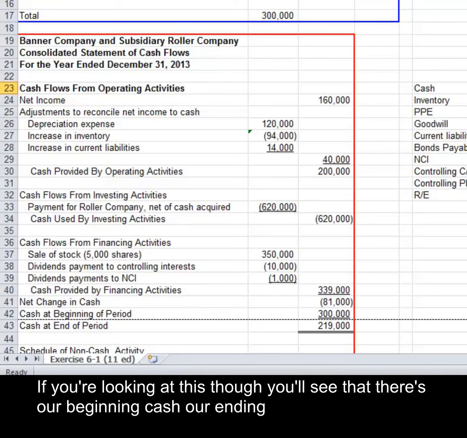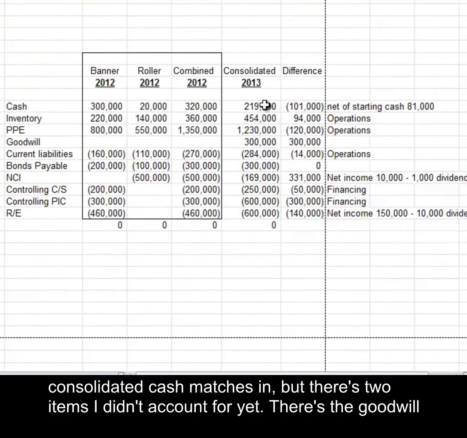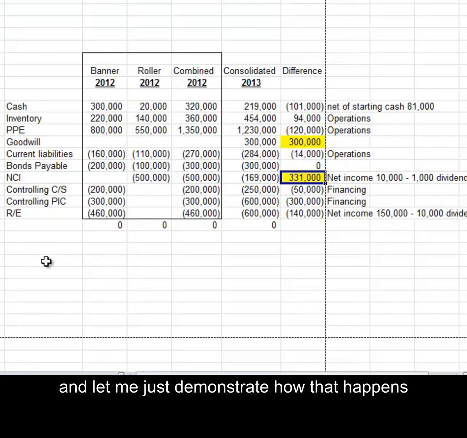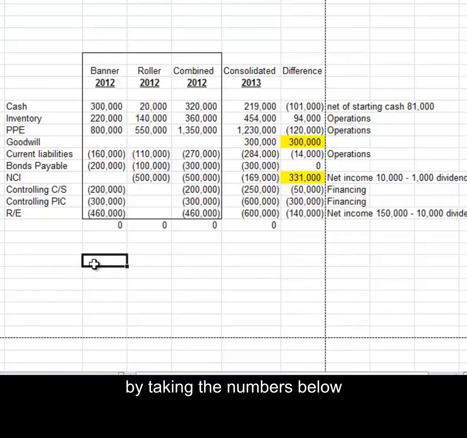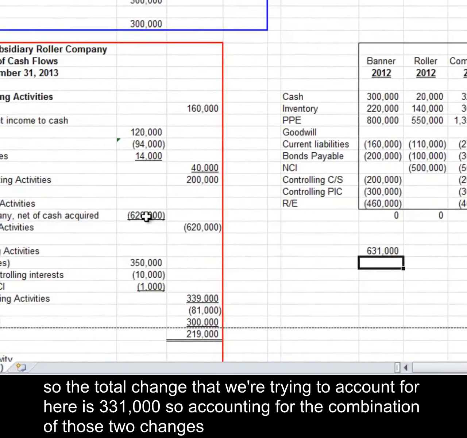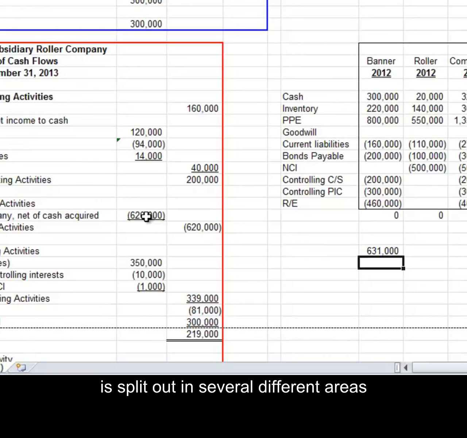If you're looking at this though, you see that there's our beginning cash, our ending consolidated cash matches, but there's two items I didn't account for yet. There's the goodwill and the rest of this change in NCI. And let me just demonstrate how that happens by taking the numbers below. So the total change that we're trying to account for here is $331. So accounting for the combination of those two changes is split out in several different areas.